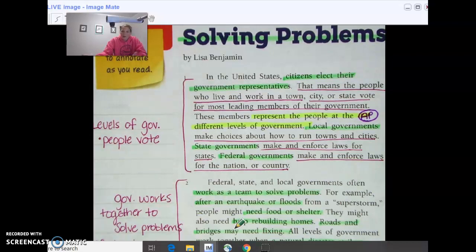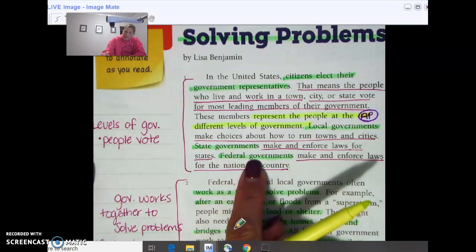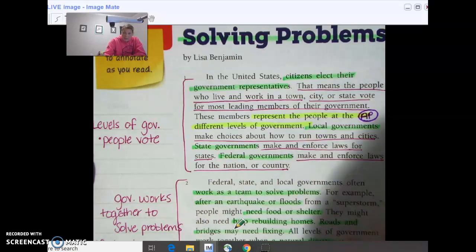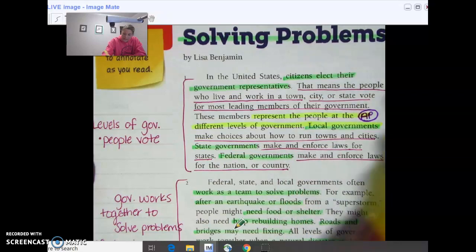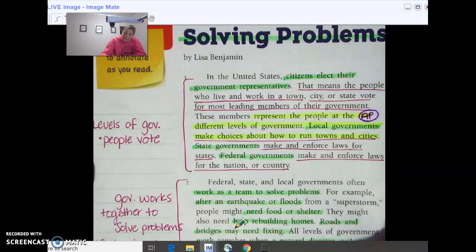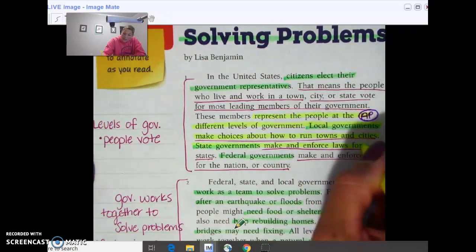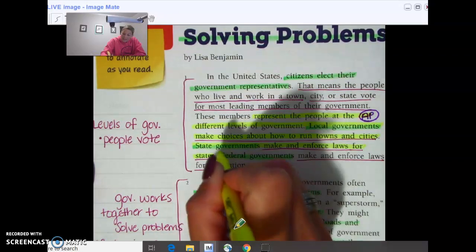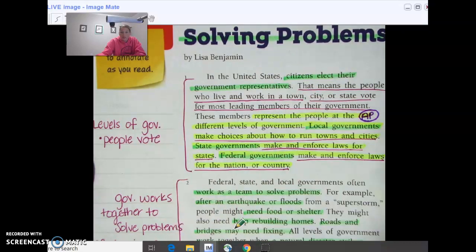And if you look, we already have the evidence highlighted and underlined. We said we have local governments, state governments, and federal governments. I'm going to use my yellow highlighter just so you can see the difference in today's notes and last week's notes. So here we have it. Local governments make choices about how to run towns and cities. State governments make and enforce laws for the states. And federal governments make and enforce laws for the nation, or the whole country.